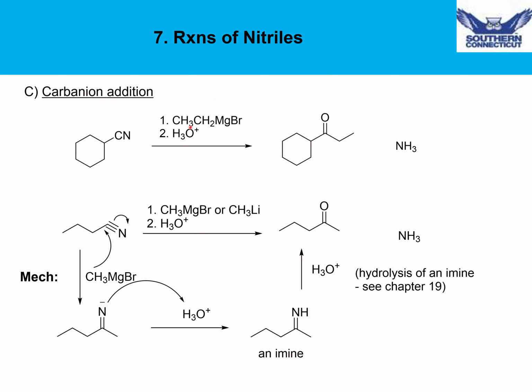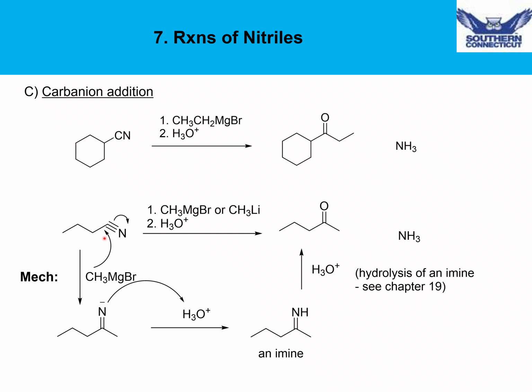If we add a Grignard reagent or an organolithium reagent to a nitrile, we can convert them into ketones that have an alkyl group matching the nucleophile. As an example, if we have this nitrile here and add an ethyl Grignard reagent, we can transfer this ethyl group to the carbon of the nitrile, and then the corresponding double bond between carbon and nitrogen will eventually be hydrolyzed into a ketone. There will also be a byproduct of ammonia.